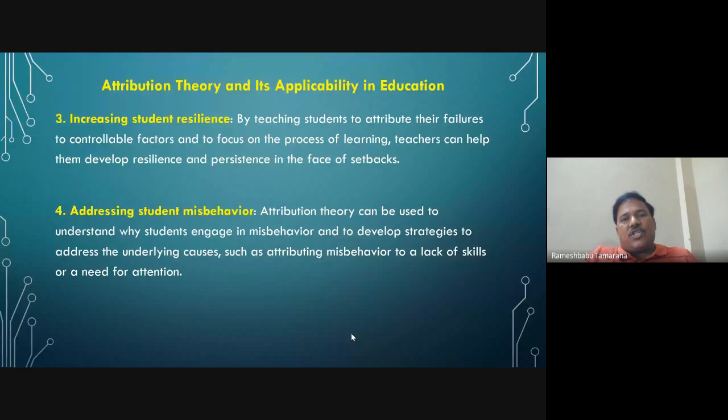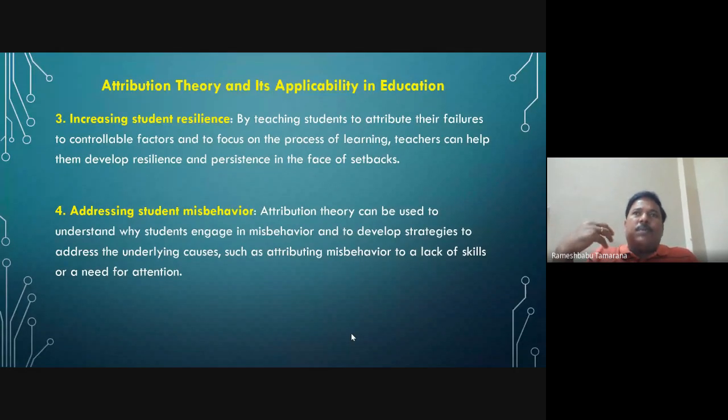So by just teaching students to attribute their failures to controllable factors and to focus on the process of learning, teachers can help them to develop resilience or persistence in the face of setbacks. For example, in the first initial assignment, if somebody had come and told you that I failed because of uncontrollable factors, because my grandmother is not feeling well, or my grandfather is not doing well, or I missed the bus.